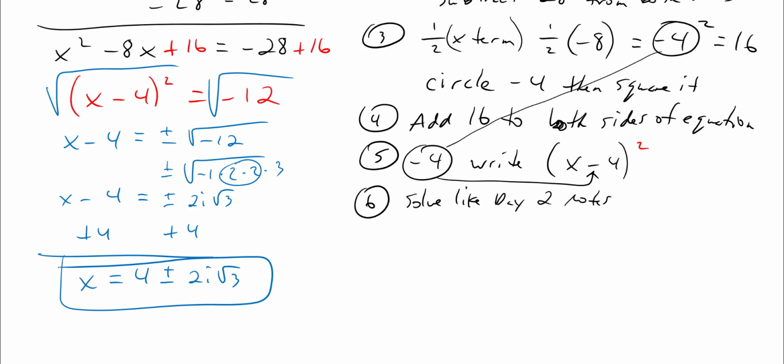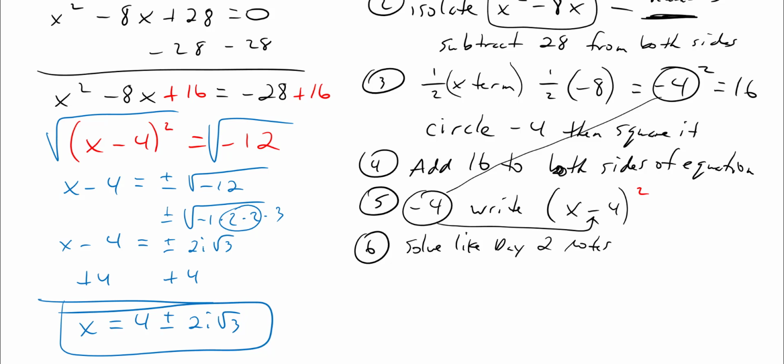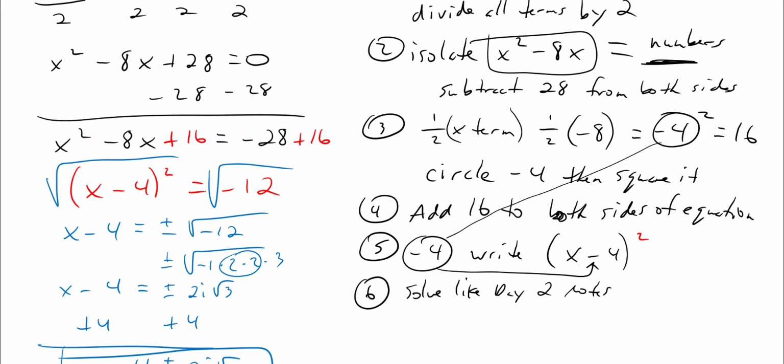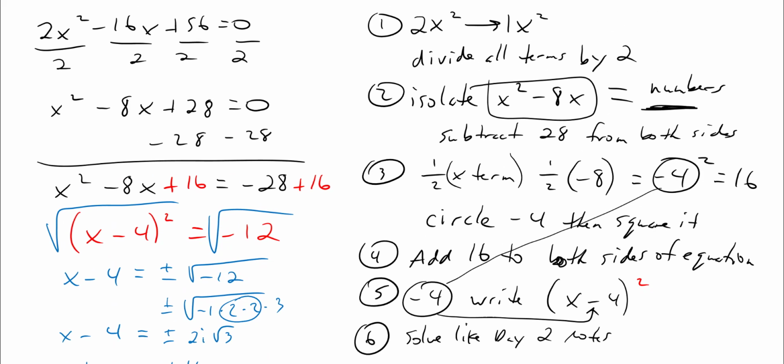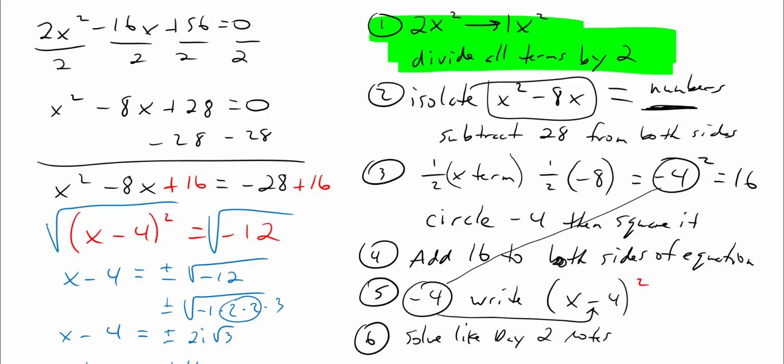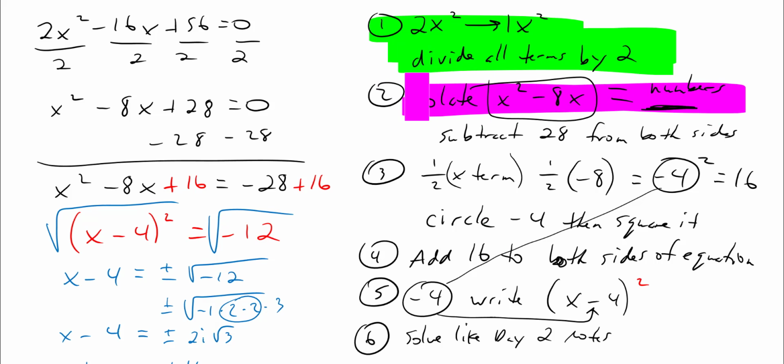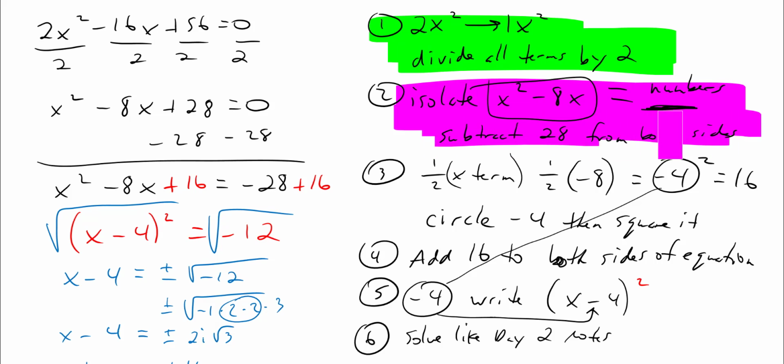Okay, so again, just putting those steps up there. So basically just follow it along. So just really quickly to recap here, we need that 2x squared to be a 1x squared. So that's the first step. Divide everything by 2. Okay. The next thing is we need to get that x squared minus 8x all together by itself. And so I'm going to subtract the 28 to move that over and get it all by itself. So here it is. Isolate it. And so you're subtracting 28 from both sides.